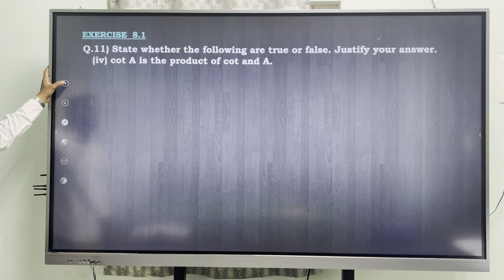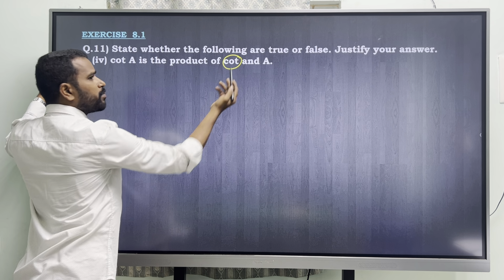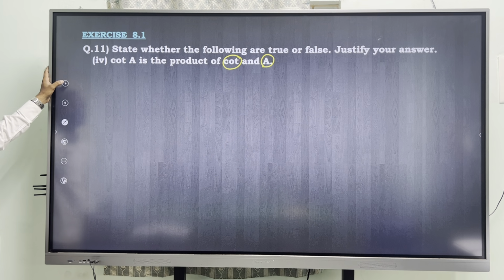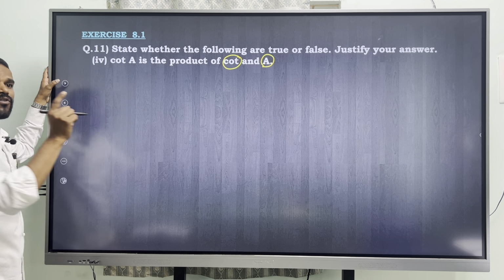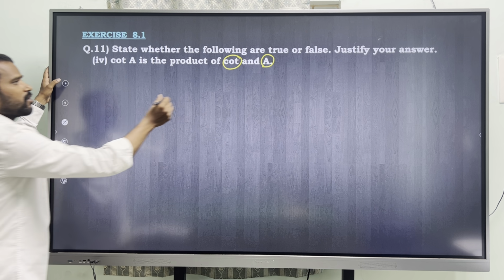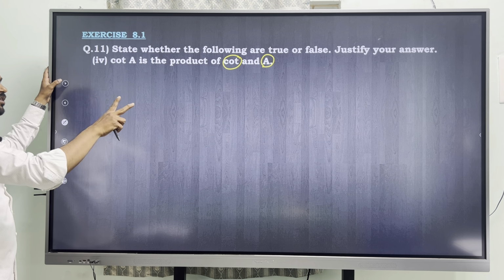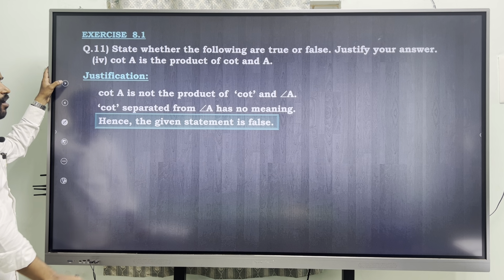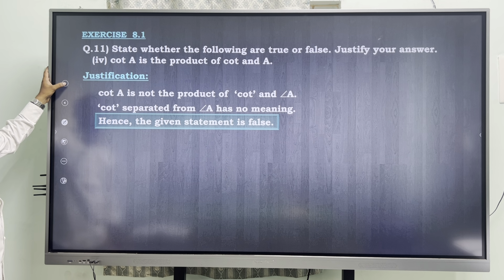Next, cot A is the product of cot and A. Wrong. This is also wrong. Cot alone has no meaning without its angle. Understand? We have definitions for cot of some angle, not for cot alone. So cot into A, no. Cot A, we have to have both. Then only there is a definition. So cot A is not the product of cot and angle A. Hence, the given statement is false.